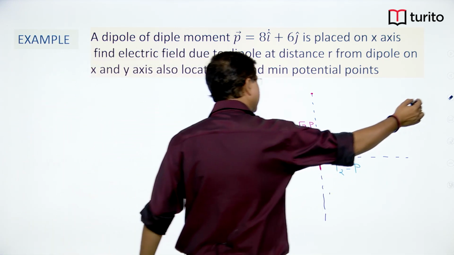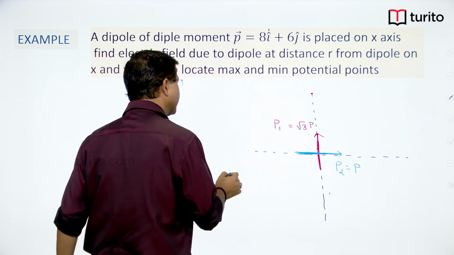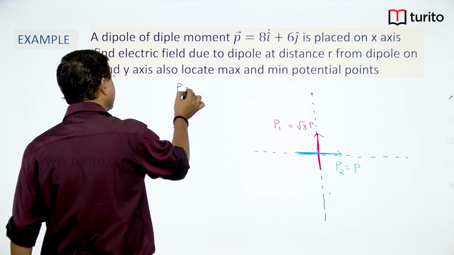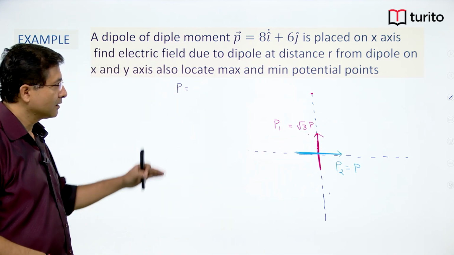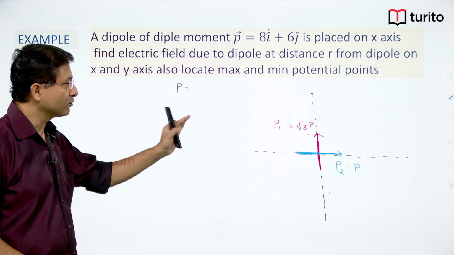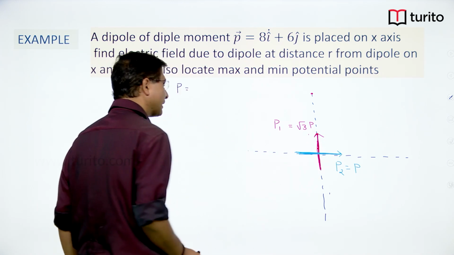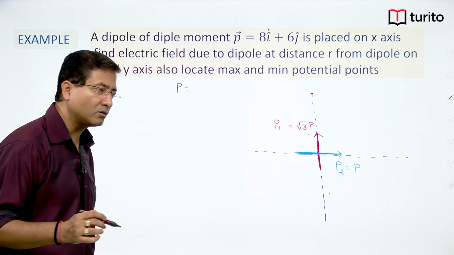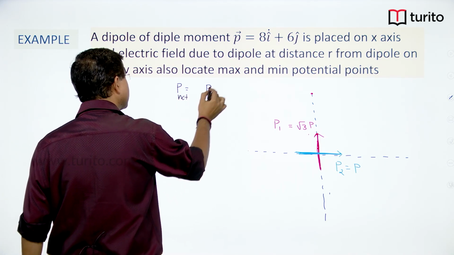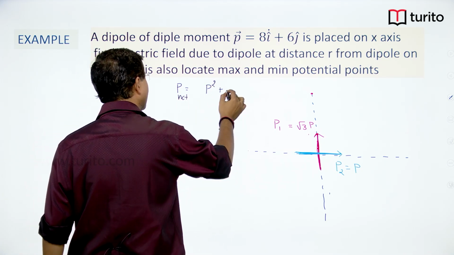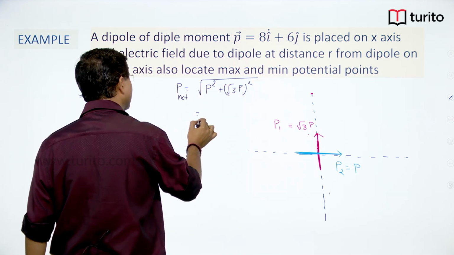What is the net dipole moment? Because dipole moment is a vector quantity itself, the net dipole moment of these two dipole system is the first one vectorially added with the second one, vector addition. The angle is 90 degree, so I can directly write a square plus b square under root. So the net dipole moment is p square plus root 3p whole square under root, and this will become 2p.